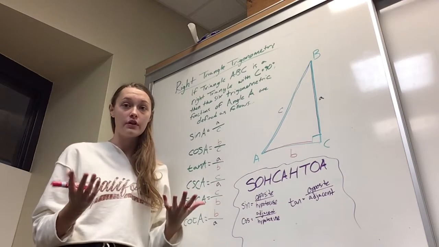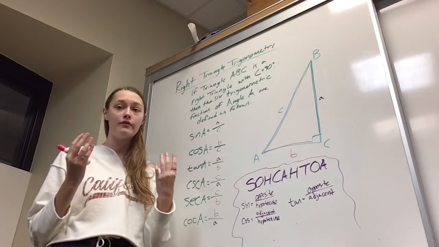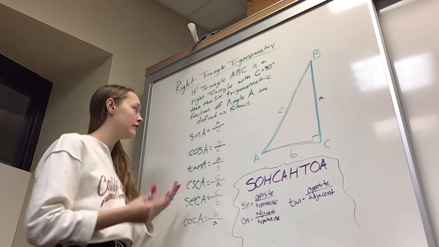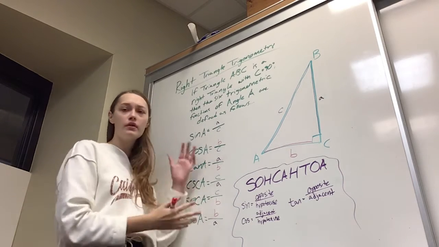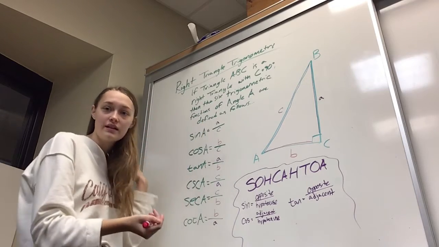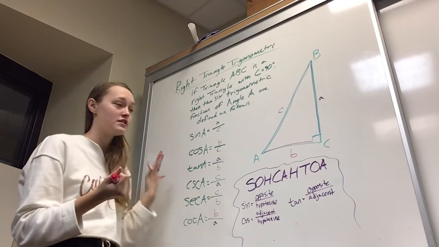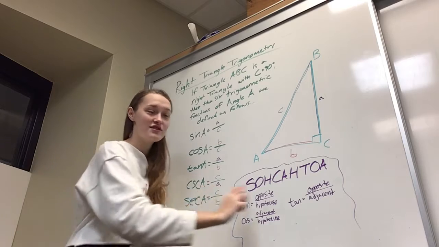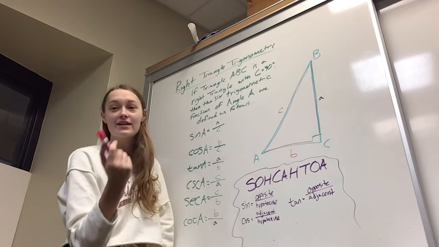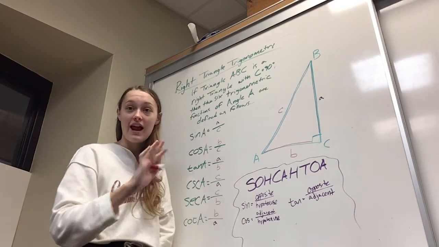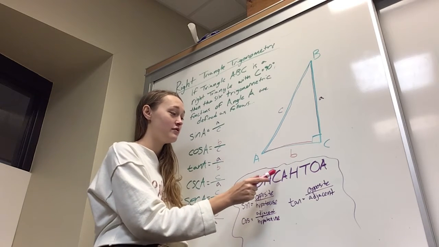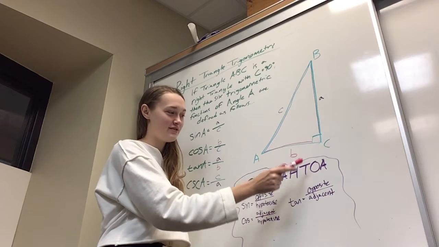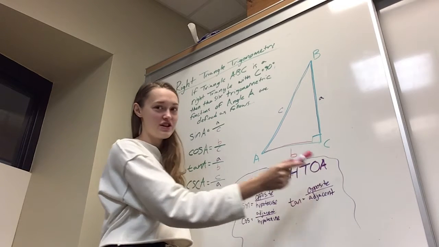So what does that mean for us? That means that we now have equations. We have ways of figuring out what the angle is or what the side is. And to remember all these six crazy, they're not that crazy, equations, we can remember the saying SOHCAHTOA. I know it sounds strange, but it's an acronym and it makes sense. It stands for sine, opposite, hypotenuse, cosine, adjacent, hypotenuse, tangent, opposite, adjacent.